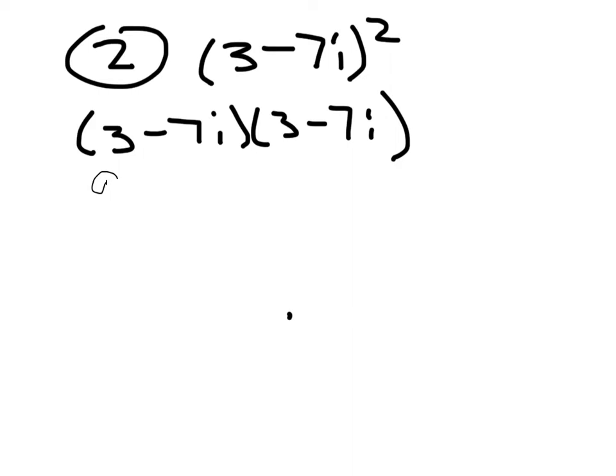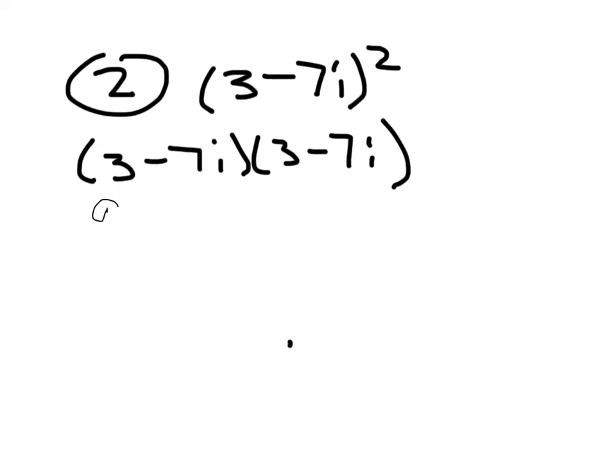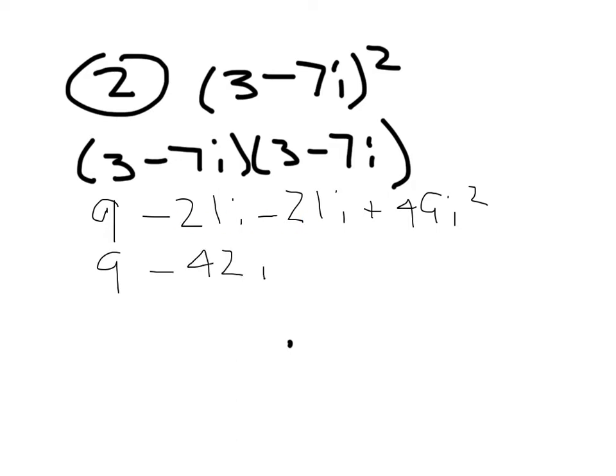So we'll get 9 minus 21i for the outer, minus 21i for the inner, plus 49i squared for the last. Now these two middle terms are like terms. They can be combined into minus 42i. We also have this final term, which is 49 times i squared.